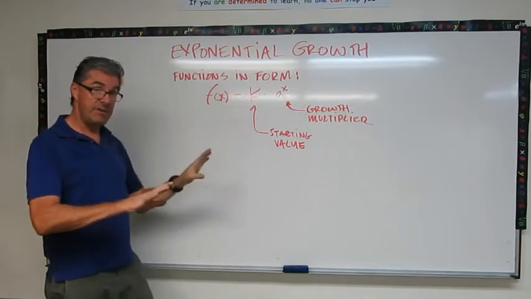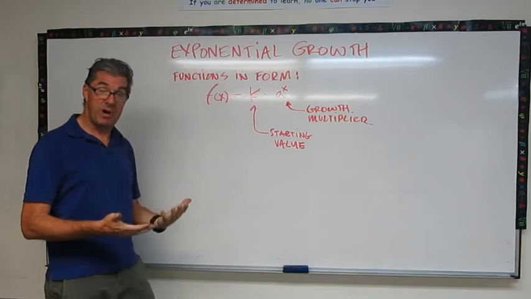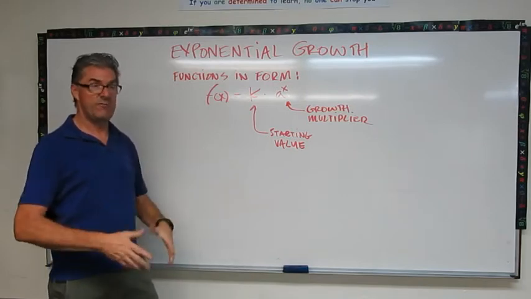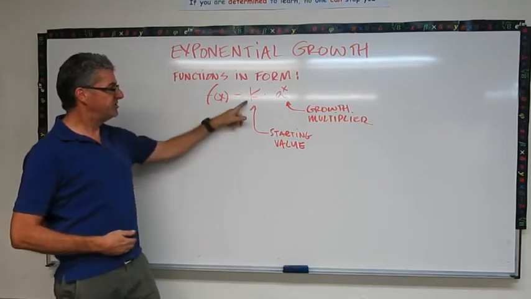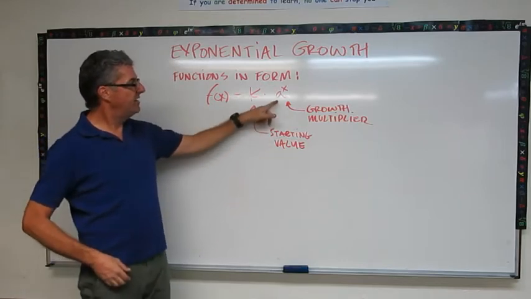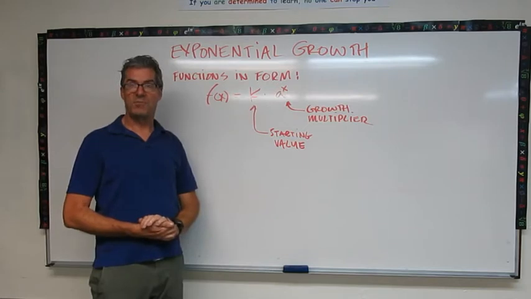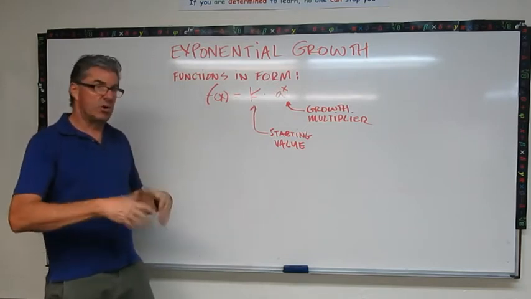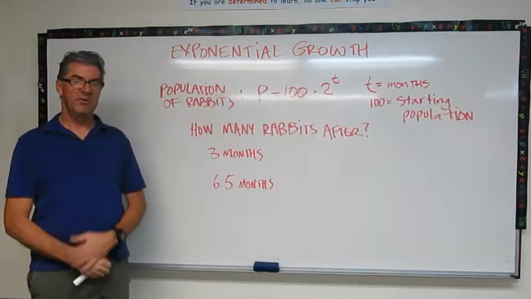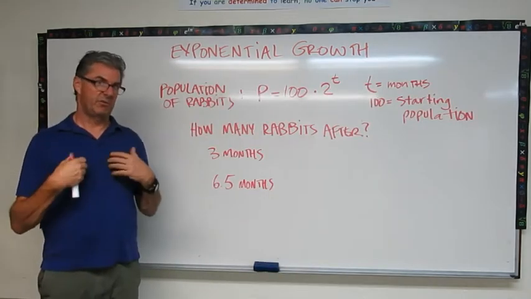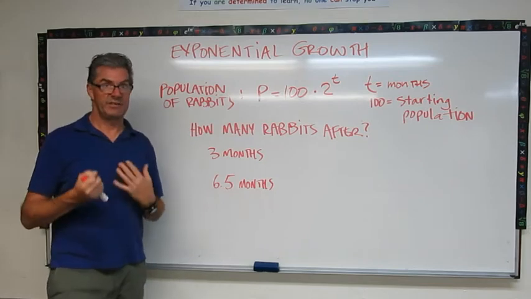For example, in a minute we're going to look at the growth of rabbit populations. Rabbits are known for increasing their populations very quickly, so we'll see how that factors in there. And then a to the x is the growth multiplier. This is the math behind how it grows. Okay, so let's explore this growth of rabbit populations example.